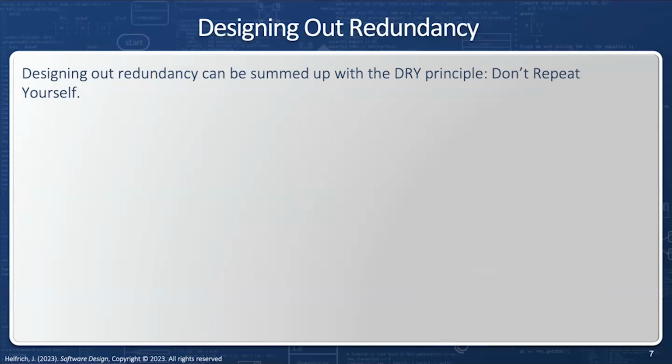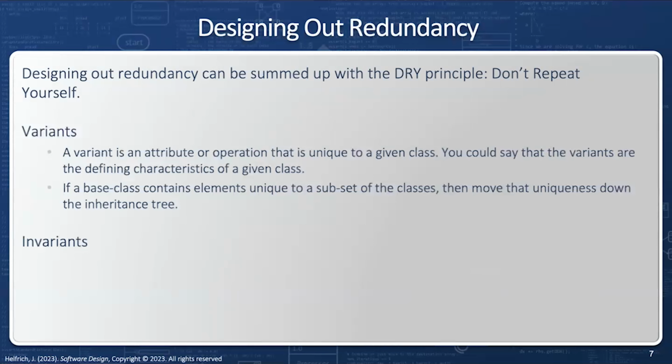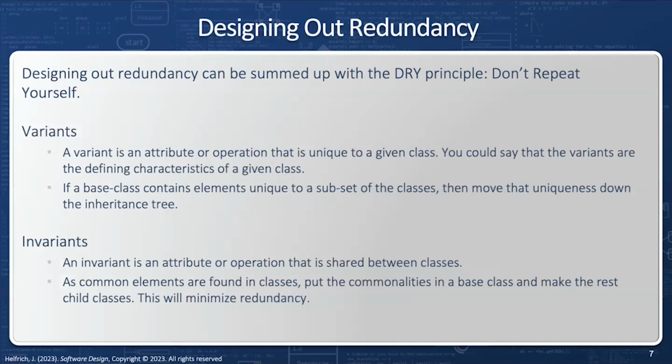Now, designing out redundancy can be guided by the DRY principle: don't repeat yourself. It's useful to think of variance and invariance. A variant is an attribute or operation that is unique to a given class. You can say that variants are defining characteristics of the class. If a base class contains elements unique to a subset of classes, then move that uniqueness down in the inheritance tree. Invariants, on the other hand, are attributes or operations that are shared between classes. As common elements are found in classes, put commonalities in the base class and make the rest child classes.